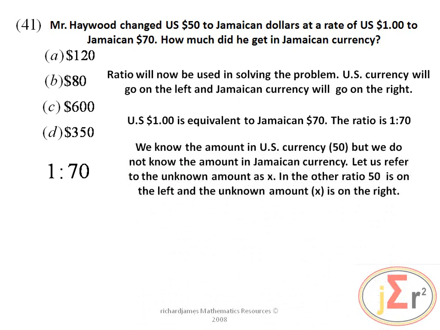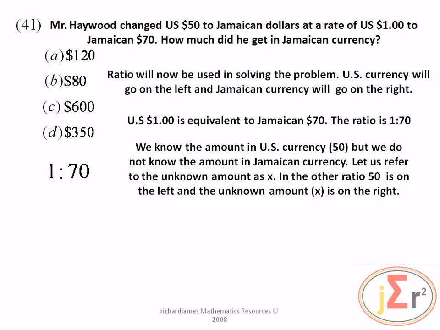We know the amount in US currency, that is the amount that we are going to be changing over or exchanging over to the Jamaican currency, and that is 50. But we do not know the amount in Jamaican currency. So let us refer to the amount that we do not know as X. In the ratio, 50 is on the left and the unknown amount X is on the right.